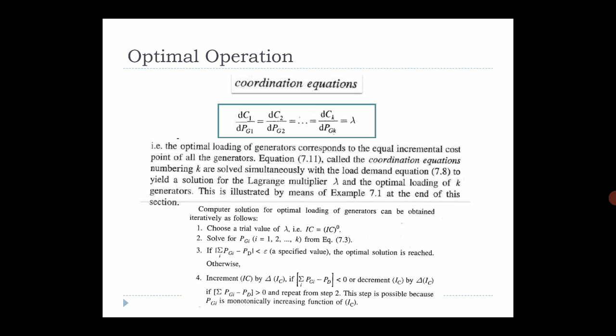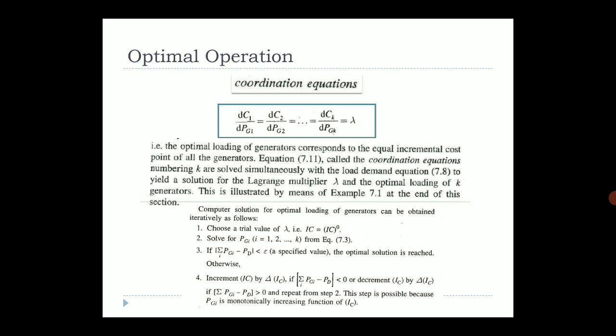Now in this section, just below it, there is a simple algorithm to find the Lagrangian multiplier when you are using it in a computer. What we do is choose a trial value of lambda. With the trial value of lambda, we place IC values, because the incremental cost at the optimal point should be the same. So we keep this incremental cost value equal to lambda. Here again is the iteration part.